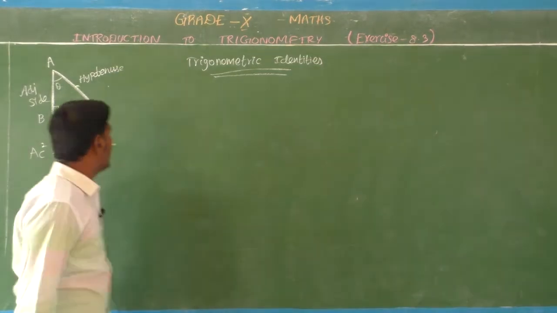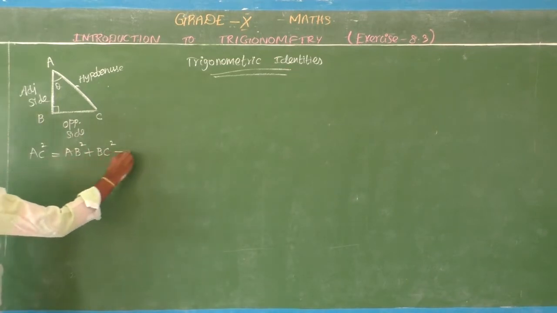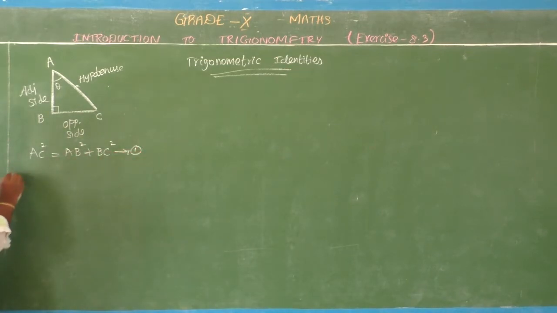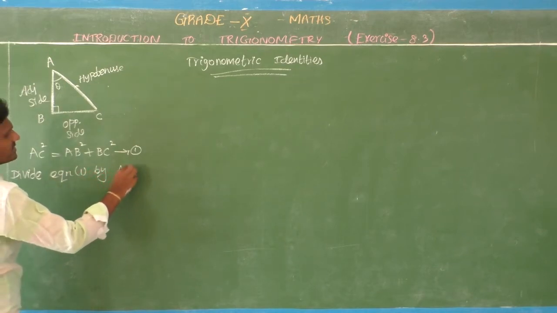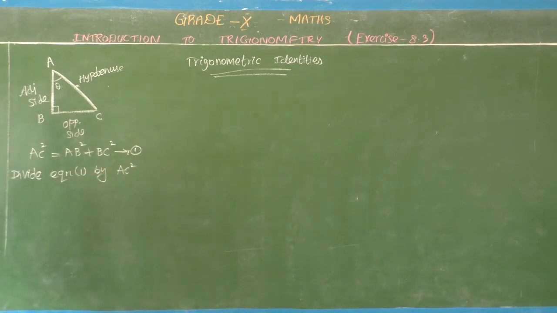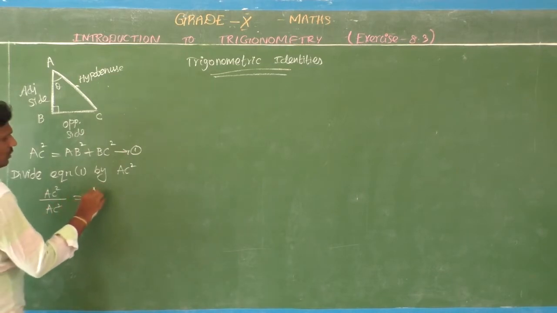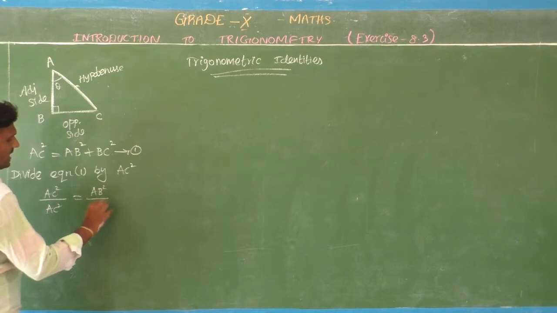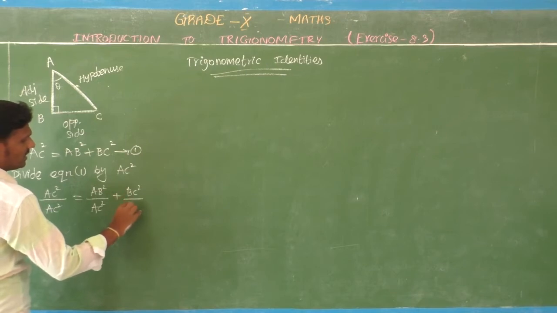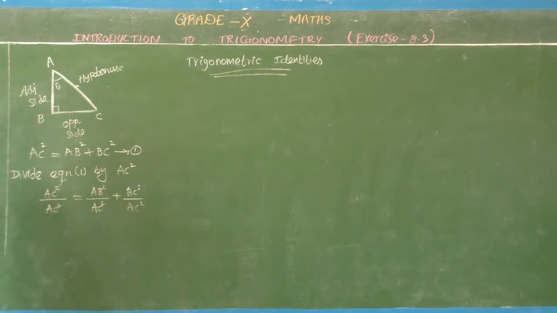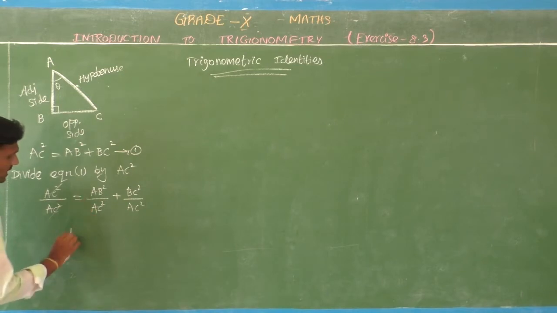So first I am going to divide. Take this as equation number 1. Divide equation 1 throughout by AC square. Divide the above equation throughout by AC square. Now what will come? AC square by AC square is equal to AB square by AC square plus BC square by AC square. So AC square on the left side will be cancelled, and you are going to get 1.